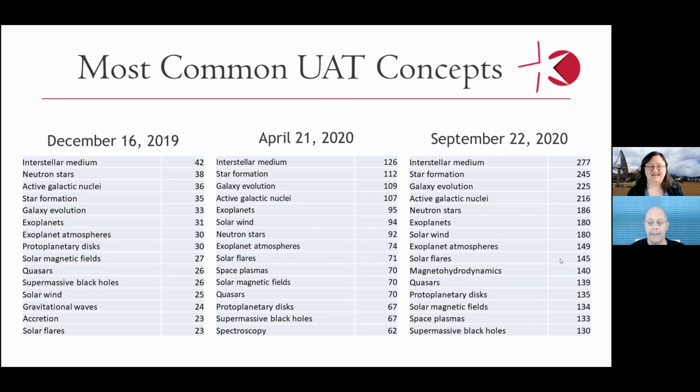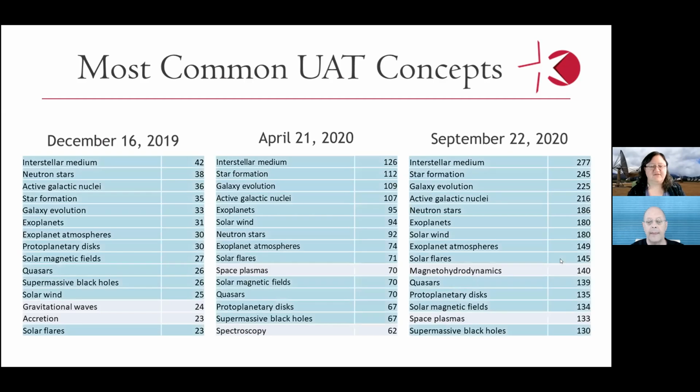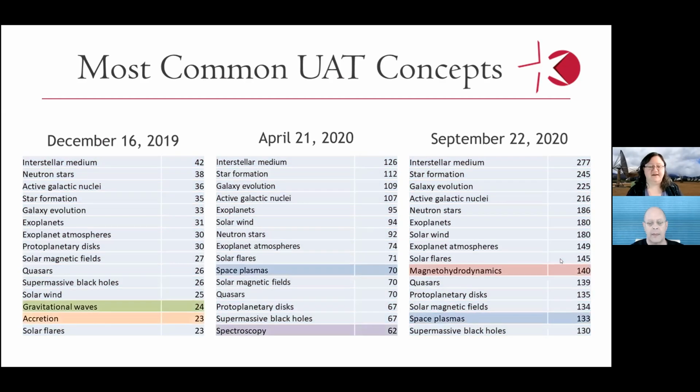Something else I wanted to show with this is that I've highlighted here these 13 concepts in each column that show up in all 3 of these top 15 lists. What's really interesting is not those 13, but these 5 concepts. I have space plasmas twice, actually, in 2 different lists. So there are 5 concepts here that only show up once or twice towards the top 15.